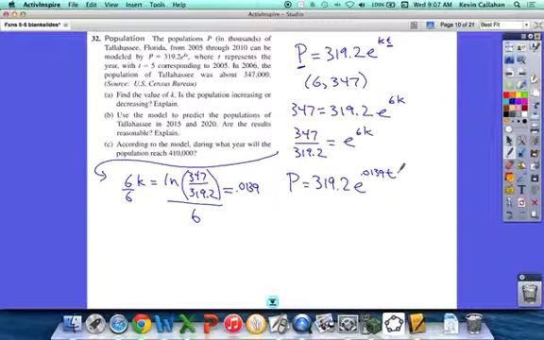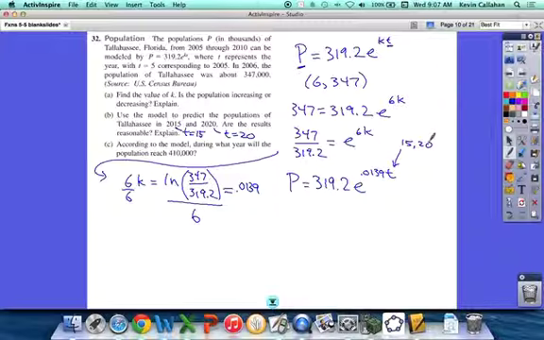The next step says, use the model to predict the populations of Tallahassee in 2015 and 2020, which would mean, right, in 2015, t equals 15. In 2020, t equals 20. So plug in twice, 15 and 20, and calculate the P. That's just an evaluate at that point.